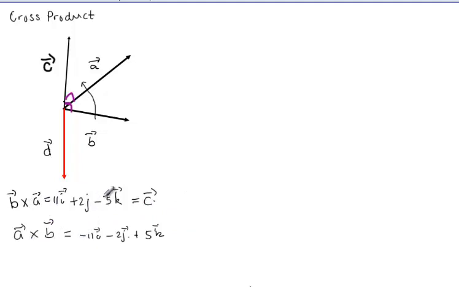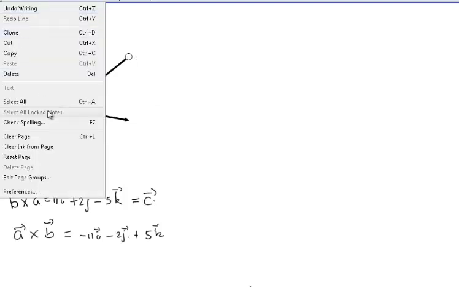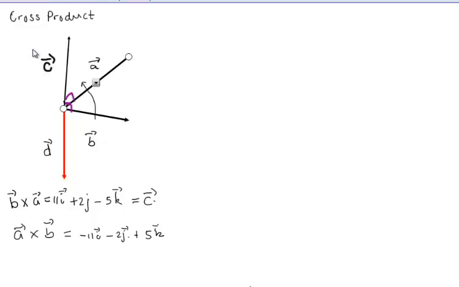Okay, let's do something interesting here. Let's get this vector, and what I want to do with that vector is copy it and paste it somewhere. There is the vector. I will take it this way. That vector must be parallel to the original one, isn't it? Because it's the same vector, isn't it?